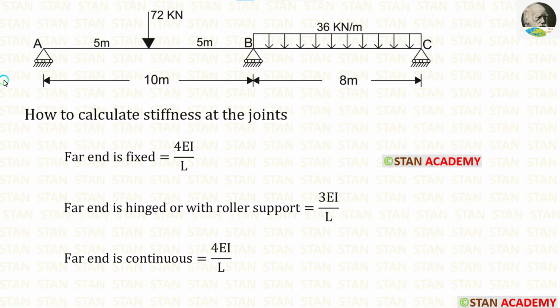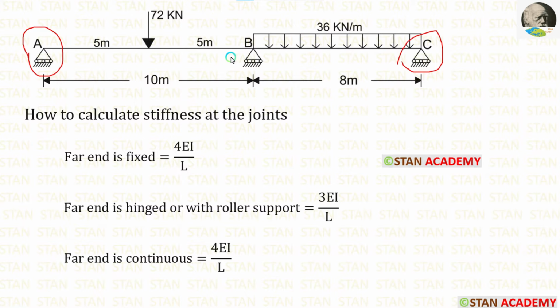In the moment distribution method, we have to calculate the distribution factor. We have to calculate the distribution factor only in the joints because in the ends, we can easily say the distribution factor. In the fixed ends, the distribution factor will be 0. In the hinged and roller supported ends, the distribution factor will be 1. Here we are having the ends A and C. For both of them, we are having roller supported ends. So the distribution factor for AB will be 1 and the distribution factor for CB also will be 1.